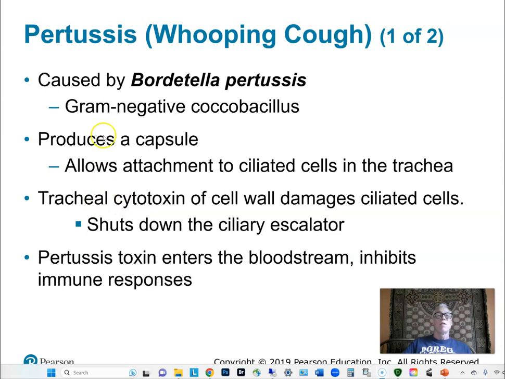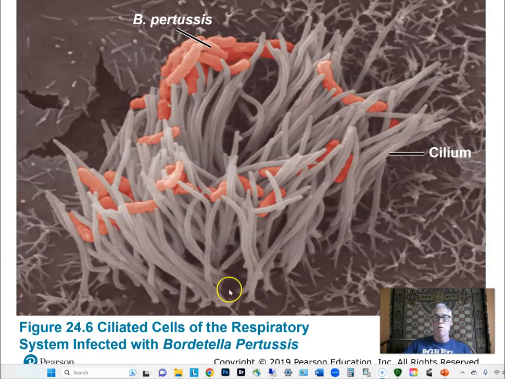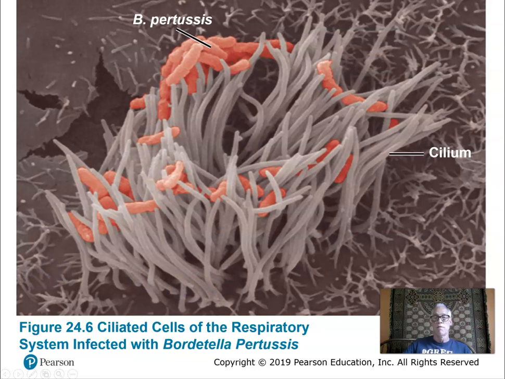Well, the Bordetella pertussis produces a capsule which helps evade phagocytosis and helps it attach to the cells in the trachea, and it produces a tracheal cytotoxin that kills the epithelial cells and shuts off the ciliary escalator, so the mucus is now stuck down. It's being produced in extra amounts of inflammation, and it's not being swept out of the airways. There's also a very bad pertussis toxin, which gets into the bloodstream and inhibits immune responses and has a number of effects on the body. So major bad bacteria, a pretty high mortality rate in children from whooping cough.